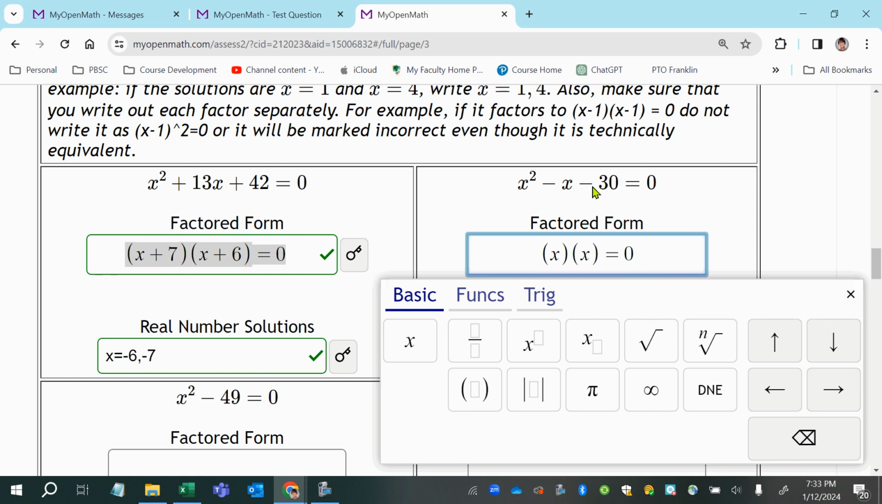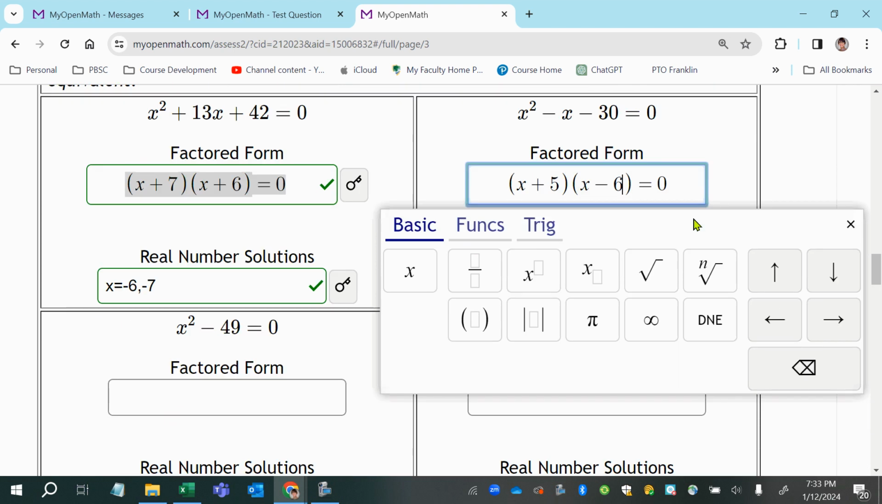And then on the left side, I still have to add or subtract numbers. So to get a product of negative 30, I would have to have two opposite signed numbers. The first thing that popped into my mind was 5 and 6, since 5 times 6 equals 30. If I do a positive 5 and a negative 6, then when I add them, I get negative 1. That would be the coefficient of the middle term. So that's how it would be factored.